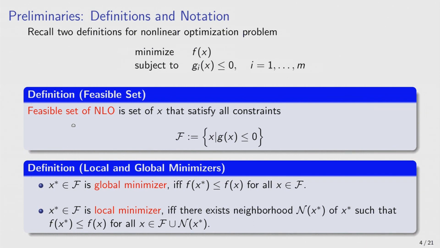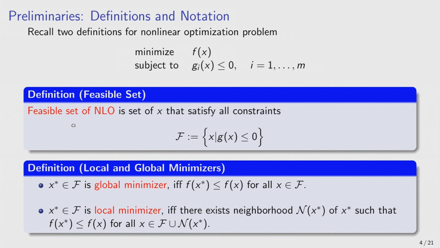And so a couple of definitions, and we've seen these before. The feasible set of a nonlinear optimization problem is just the set of all points x in Rn such that all of the constraints are satisfied. So G is now the vector of these individual constraints. It's a vector of length m, and component-wise they're all less than or equal to 0.